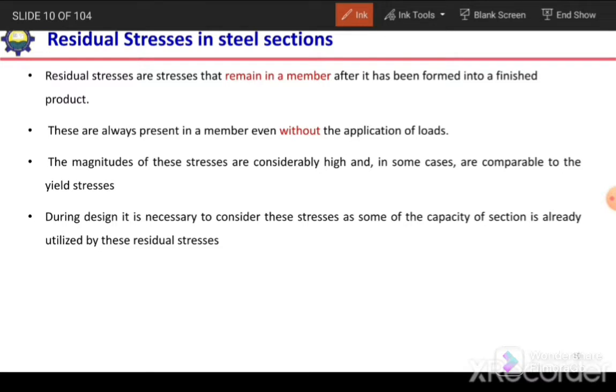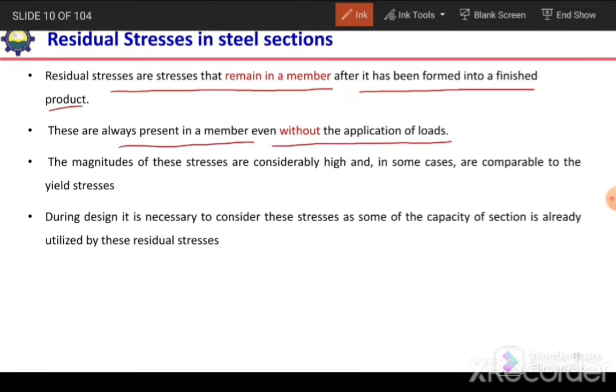Residual stresses are the stresses that remain in a member after it has been formed into a finished product. These are always present in a member even without the application of load. For example, if we make a channel section from a sheet by cold bending, stresses are produced at those bent parts, and these stresses remain even after the channel section is formed. These stresses are termed residual stresses.